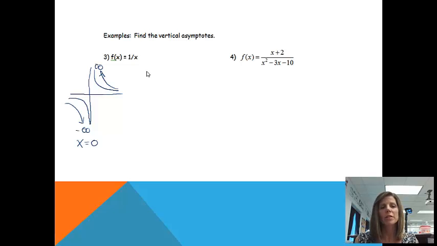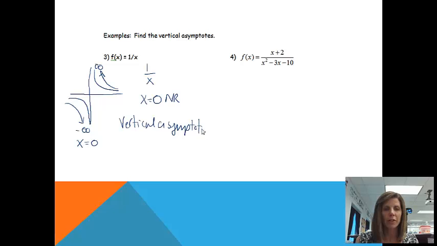If I was not going to use my calculator, I'd be looking at the function 1 over x and asking, is there anywhere that would make this function undefined? Since x is in the denominator, at x equals 0, the function is undefined, and that would be a non-removable discontinuity because there's nothing to cancel out with it in the numerator. So since x equals 0 is a non-removable discontinuity, there is a vertical asymptote, and that vertical asymptote is the line x equals 0. Okay, let's look at the next example.